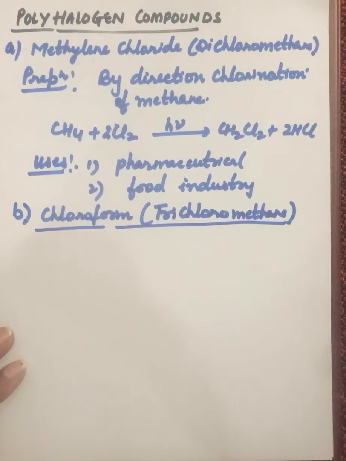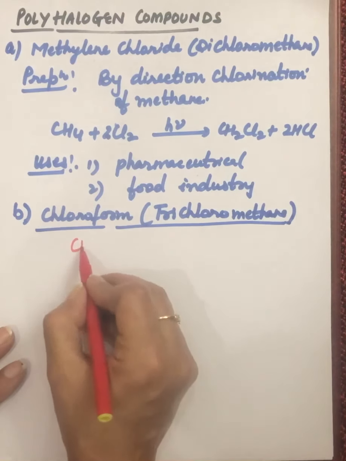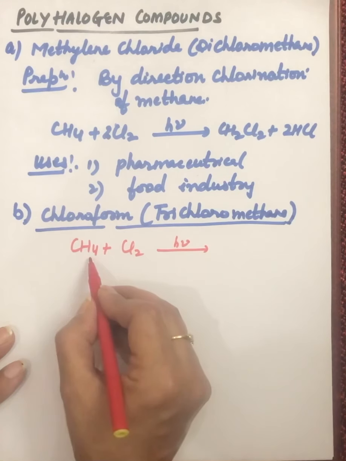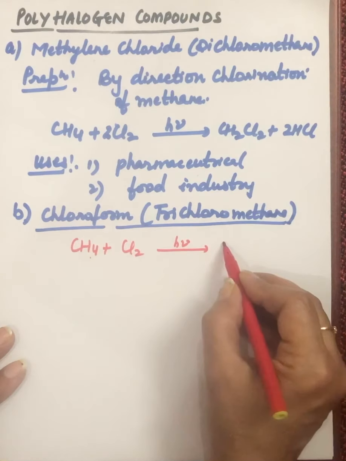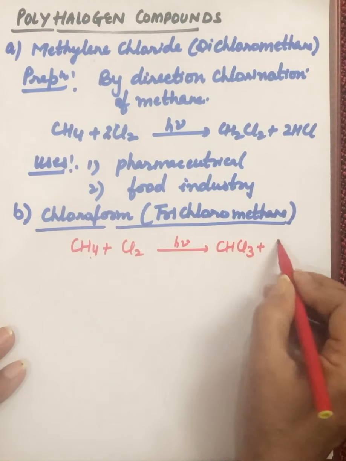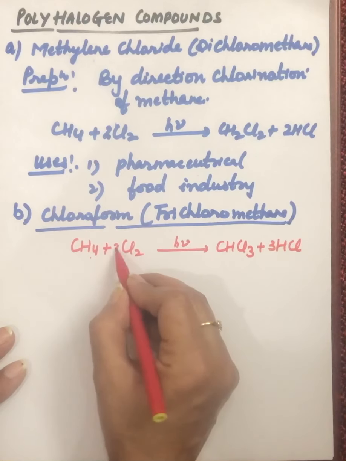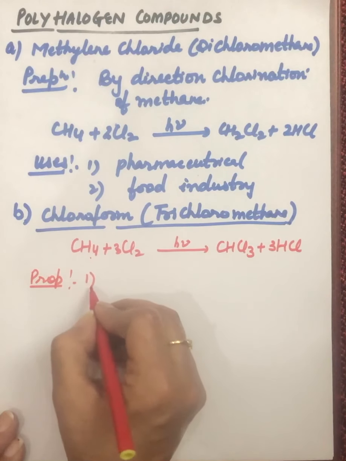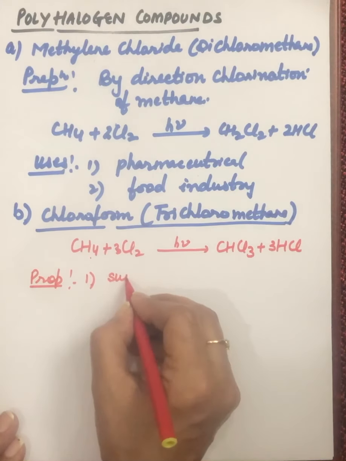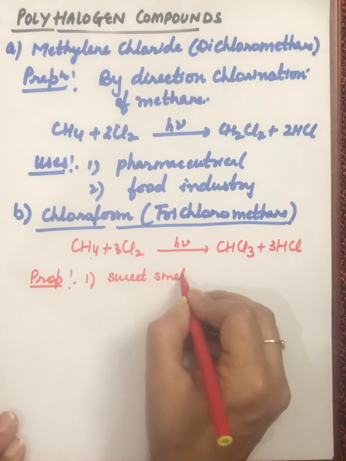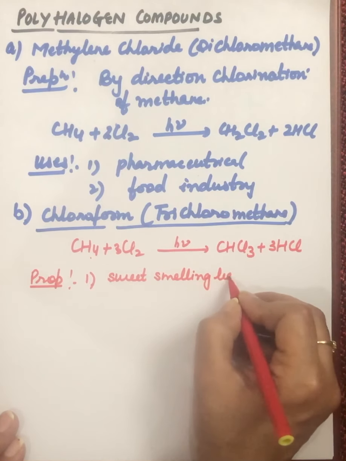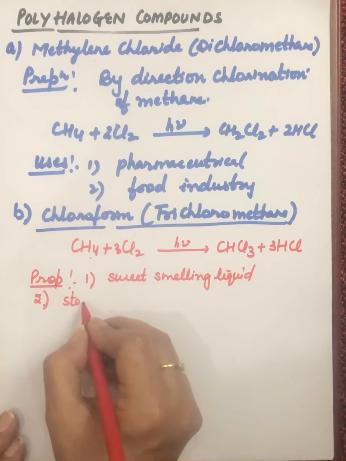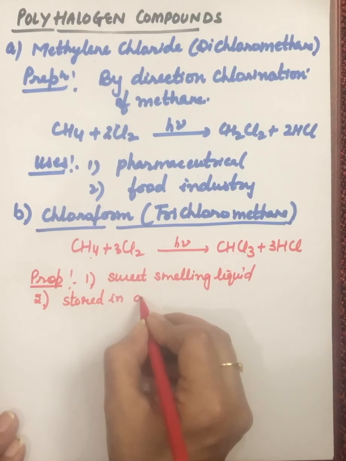Now this compound is prepared again by direct chlorination of methane in presence of sunlight, and hydrogen atoms here are substituted by the chlorine and we get chloroform here. Properties of chloroform. It is a sweet smelling liquid. The second property is important. It is stored in dark color bottles.